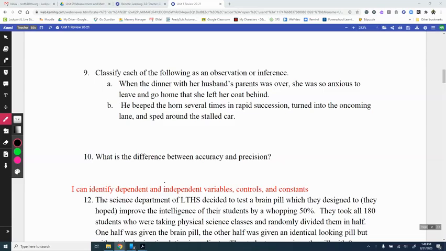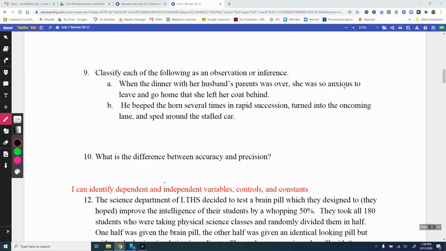Next we're going to classify each of the following as an observation or an inference. This can be a little tricky sometimes, so be careful. When the dinner with her husband's parents was over, she was so anxious to leave and go home that she left her coat behind. You can definitely make an observation that she left her coat behind, but can you make an observation that she left her coat behind because she was so anxious? Can you see, touch, taste, feel, smell that she was anxious? No, you can't. You can observe that she's twiddling her fingers or sweating or something like that.